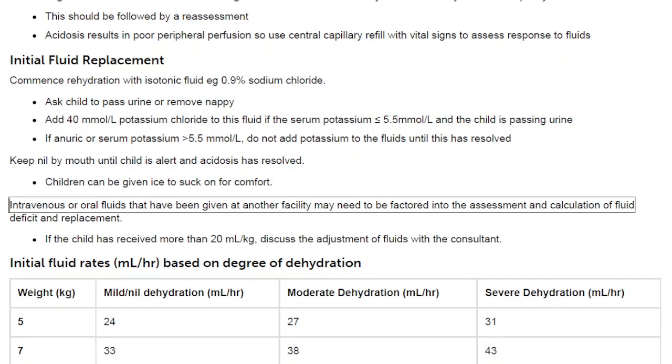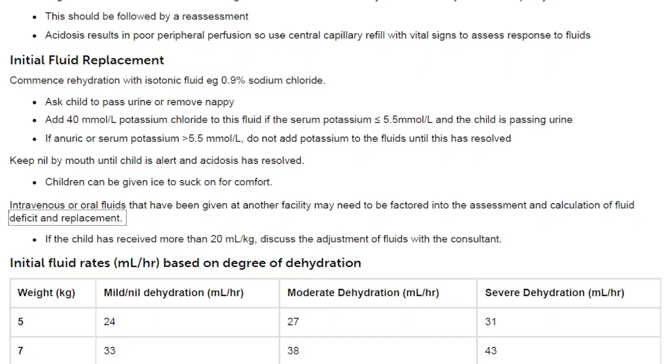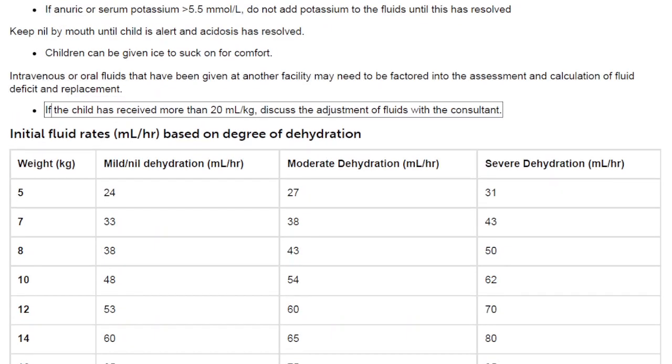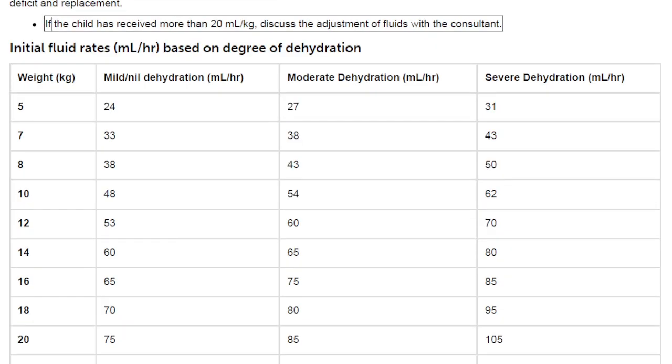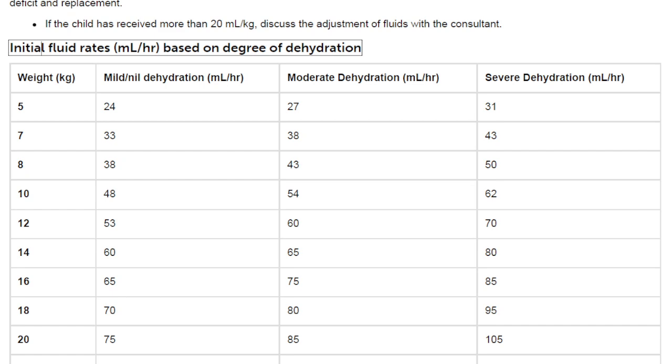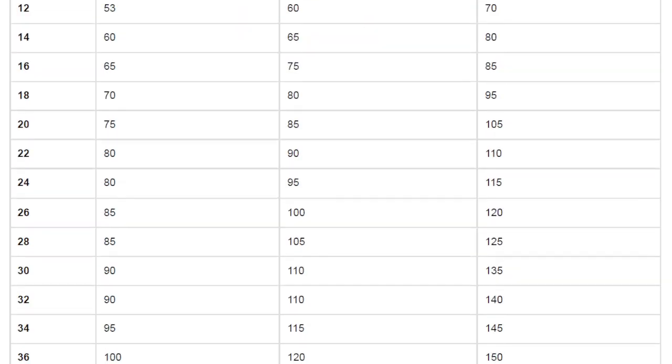Intravenous or oral fluids that have been given at another facility may need to be factored into the assessment and calculation of fluid deficit and replacement. If the child has received more than 20 ml/kg, discuss the adjustment of fluids with the consultant. Initial fluid rates, ml/hr, based on degree of dehydration. Weight: mild/nil dehydration, moderate dehydration, severe dehydration, ml/hr.